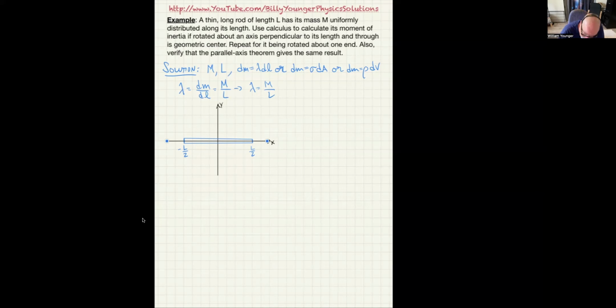So what we're also going to use is the fact that the moment of inertia is given by the variable I, and that variable I can be expressed in integral form as the integral of r squared dm, where r is the distance from the differential mass element dm to specifically the rotation axis. In this case, in part A, this y-axis is the rotation axis. So this is the rotation axis for the first part.